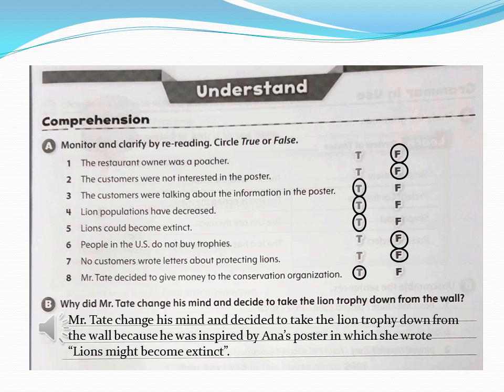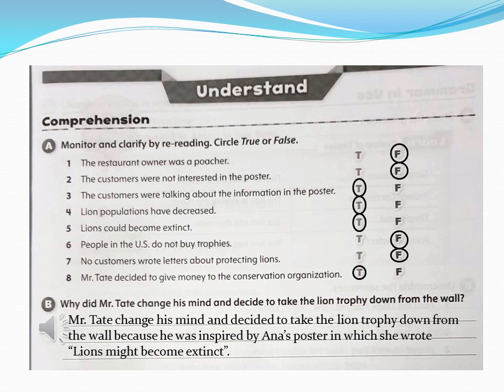Number 3, the customers were talking about the information in the poster. True. That's why they are inspired by the poster of Anna. Number 4, lion populations have decreased. Yes, lion populations have decreased. That's why she is talking about lion extinction. Number 5, lions could become extinct. So the lion population has decreased. That's why lions could become extinct.